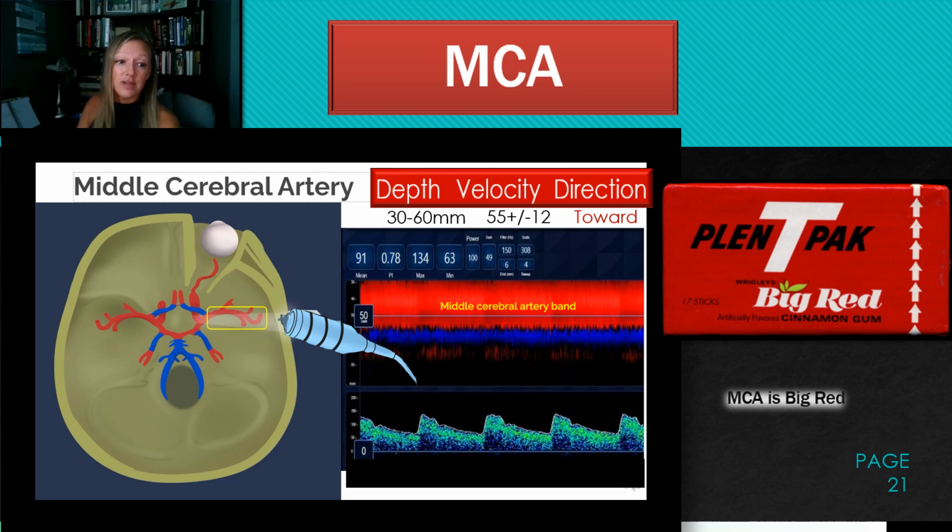Now, the middle cerebral artery feeds the bilateral anterior cerebral hemispheres. It does have 2 segments that can be evaluated with TCD, the M1 and M2 segments. Blood flow in the M1 segment is traveling toward the ultrasound probe and will be identified in red in the M mode. And the M2 segment, as mentioned previously, can be identified with 2 different directions of blood flow. Most commonly, though, it will be coming towards the probe, so you will see red throughout the whole length of the MCA, as we do here in this image.